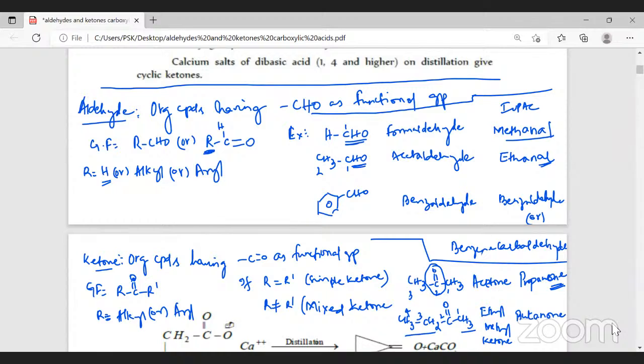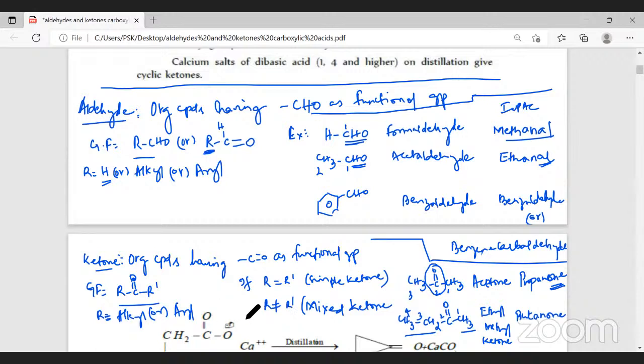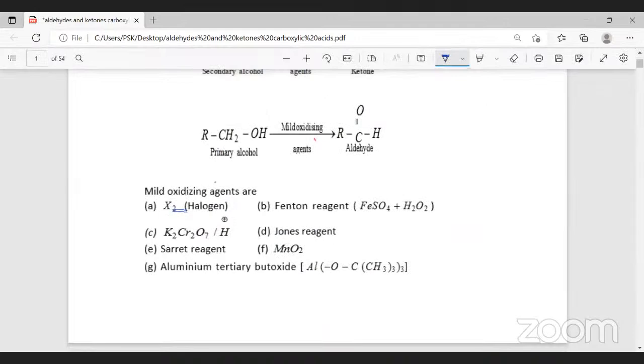So aldehydes and ketones, we will study together the preparation part of it, and then we will go for carboxylic acid. I hope you understood the definition of aldehydes and ketones, as well as the general representation. They can ask you an example or the general formula. Just observe here. In case of ketone, acetone is an example for a simple ketone because the R and R dash groups are the same. But butanone is an example for a mixed ketone because here R is an ethyl group and R dash is a methyl group. So R and R dash are not the same here. Follow this?